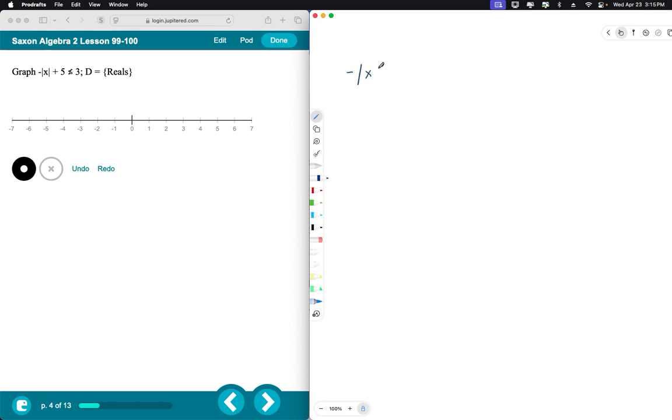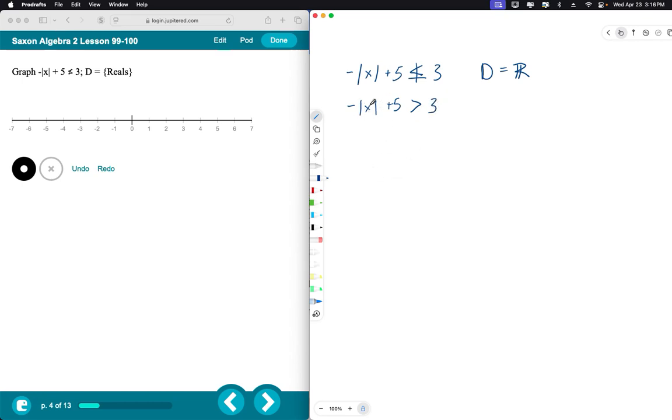So the negative absolute value of x plus 5 is not less than or equal to 3, and the domain is reals. If you're wondering, this is the symbol for reals. It's like a fancy double-lined R of some kind. Don't worry about it. It's faster to write it that way. So the first thing we have to do when we see a negated inequality is write it for what it is, not what it isn't. So we would rewrite that. And if it's not less than and it's not equal, then greater than is the only other sign available.